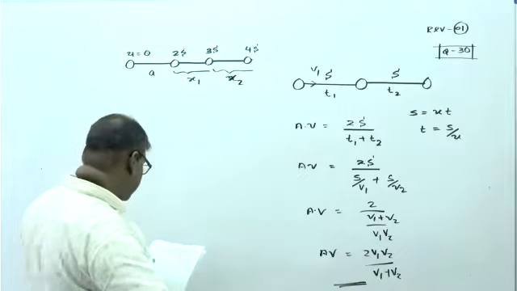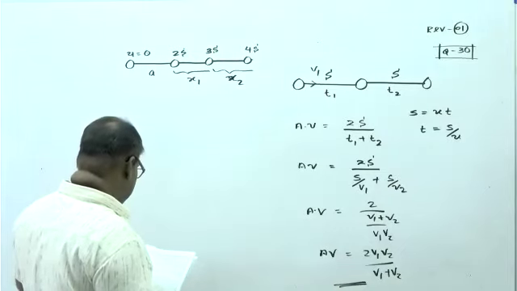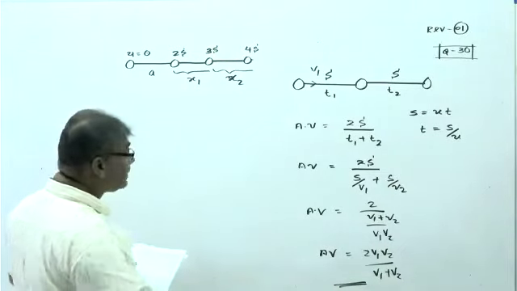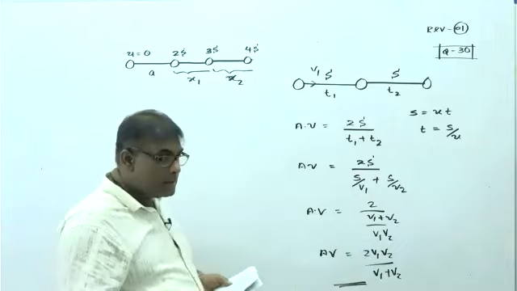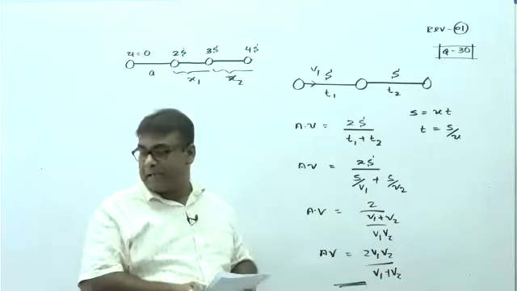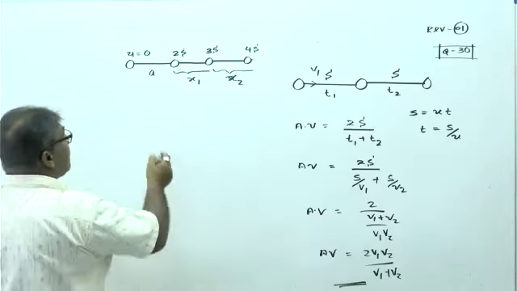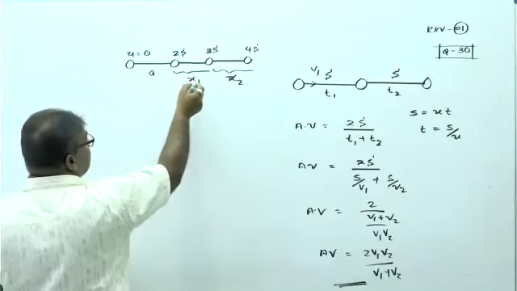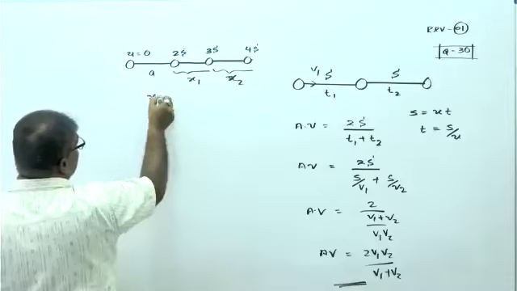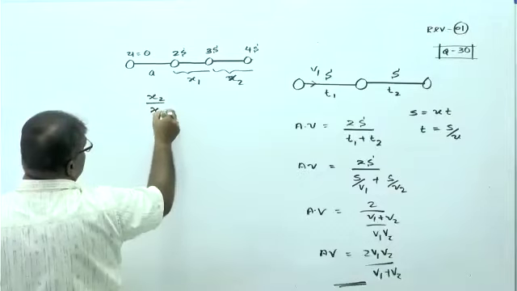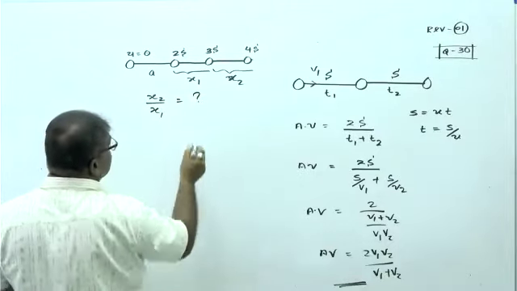They need the ratio of distance traveled by it in the second. Underline the term "in". Underline it. In the second, which means they need x2 over x1. This could be the answer.